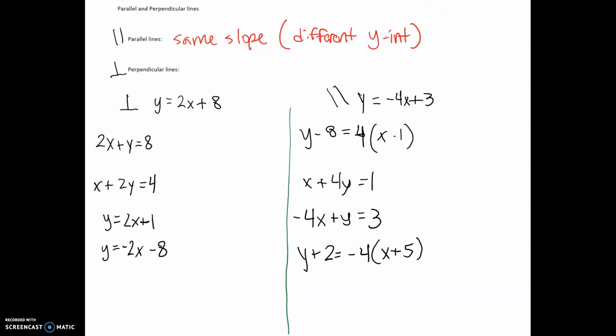For perpendicular lines, this is the one where sometimes we have a little trouble. Perpendicular lines. Two things, and you need to have both: opposite and reciprocal slopes. They can't be one, they can't be the other, they have to be both. If the slopes are opposite reciprocals, then we have perpendicular lines.